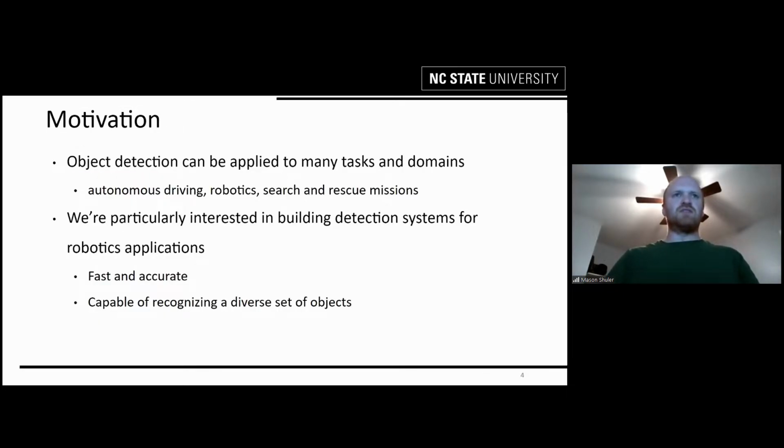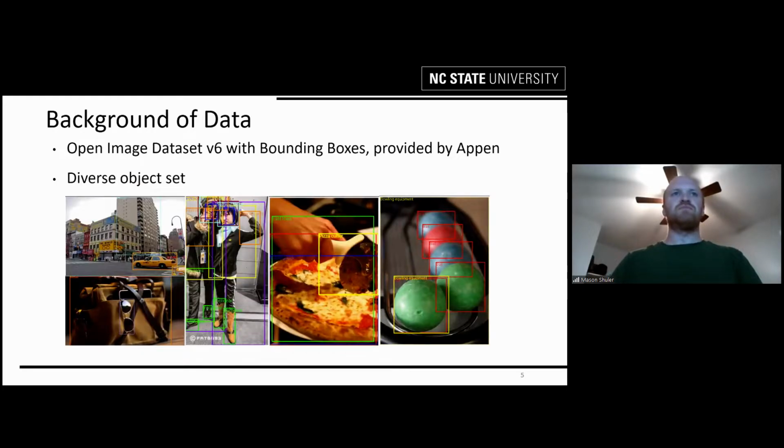Our motivation was that object detection can be applied to many tasks and domains, such as autonomous driving, robotics, search and rescue missions, etc. And we're particularly interested in building detection systems for robotic applications. Because of this, our network needs to be fast and accurate, as well as capable of recognizing a diverse set of objects. Because of this, we picked the Open Images dataset v6 with bounding boxes, which contains around 2 million images, containing 16 million bounding boxes.